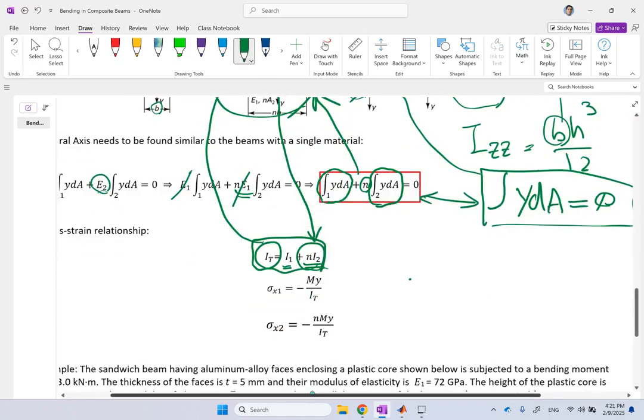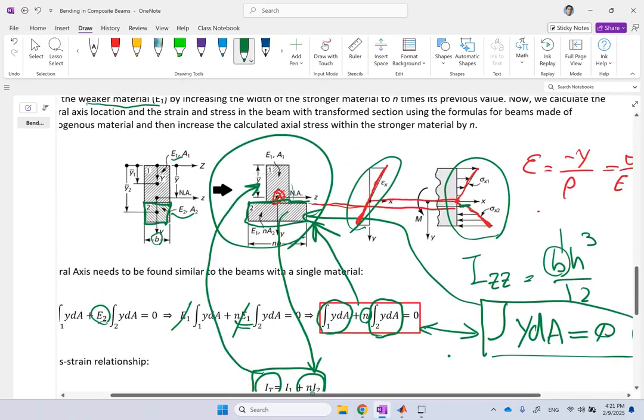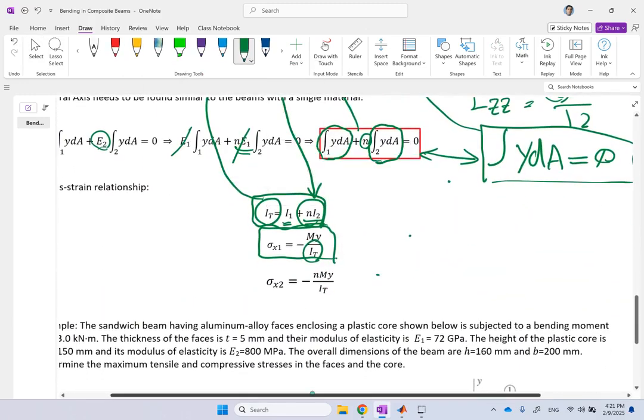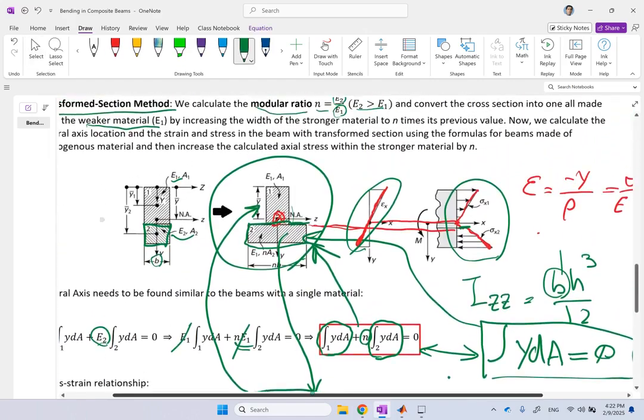So you see sigma 1 is the same formula that we had for a uniform material. That's the exact same thing, negative My over I, but I is for this transformed section. Now for material 2, that's the exact same thing, except it's n times bigger. So it's negative nMy over I_T, and that's all it is. Okay, so this is the equivalent or total moment of inertia of the transformed section. This is sigma in the weaker and stronger material based on I_T, M, and y, and n, the modular ratio. And this is how to find the neutral axis in the transformed section, which is based on what we learned from statics.